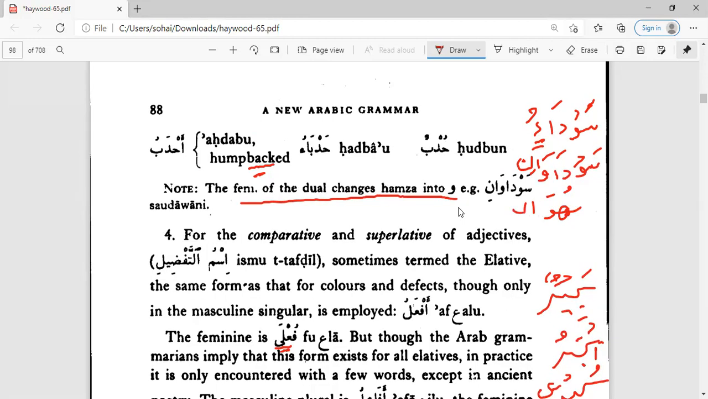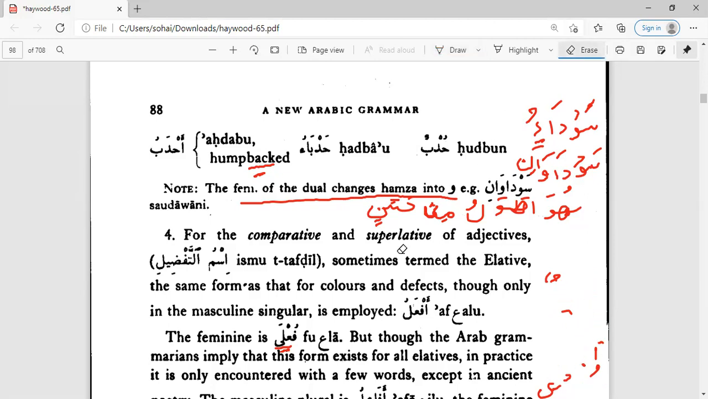For example, if you say huwa atwalu min Siddiqui, or anything, Hassan, he is taller than Hassan. So here it is used as comparative. He is taller than.